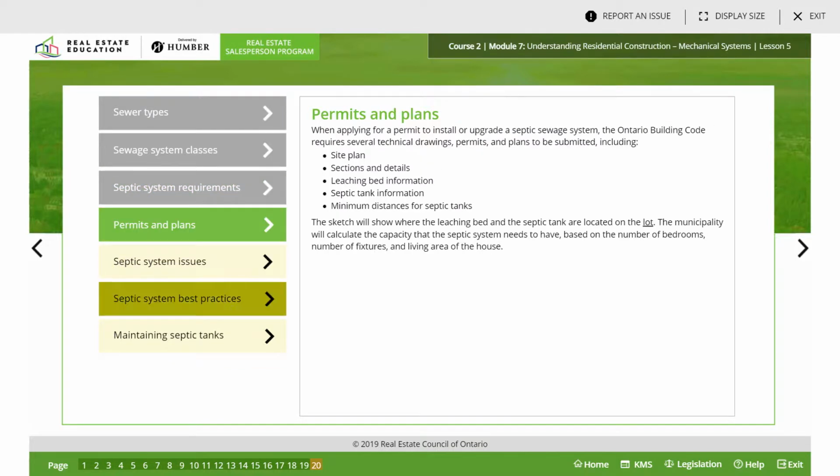Permits and plans. When applying for a permit to install or upgrade a septic sewage system, the Ontario Building Code requires several technical drawings, permits, and plans to be submitted, including a site plan, sections and details, leaching bed information, septic tank information, and minimum distances for septic tanks. The sketch will show where the leaching bed and septic tank are located on the lot. The municipality will calculate the capacity that the septic system needs to have based on the number of bedrooms, number of fixtures, and living area of the house.